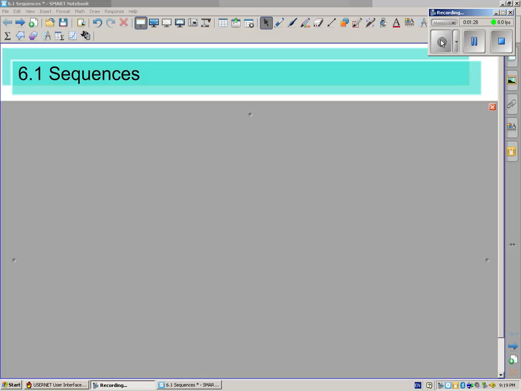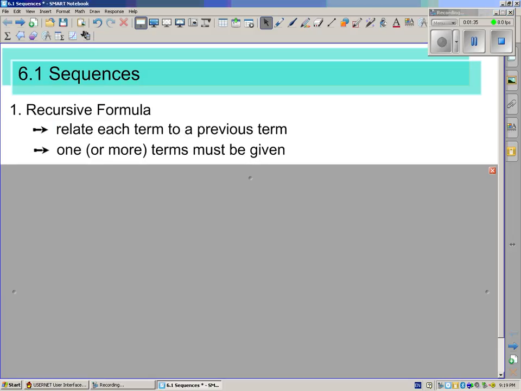So first thing I'm going to look at is the different types of formulas. So when we're dealing with sequences and series, this first one is called a recursive formula, and we didn't do a lot of that with our grade 10. But a recursive formula allows us to relate each term to a previous term. In order for this to happen, one or more terms must be given. So we have to have a starting point. Okay? It's based on that number that I know what the next number is going to be.